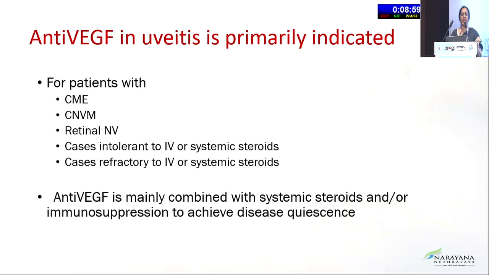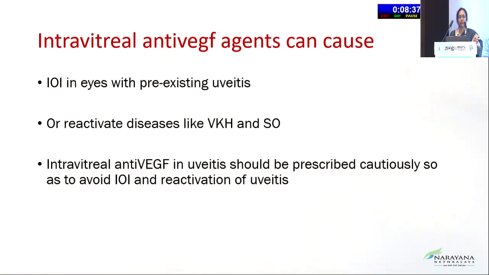Anti-VEGF in uveitis is primarily indicated if the patients have macular edema, choroidal neovascular membrane, retinal neovascular membranes, and cases were intolerant to systemic steroids or refractory to therapy. Anti-VEGF agents are combined with systemic steroids or immunosuppressive agents to achieve disease quiescence in uveitic eyes. Intravitreal anti-VEGF agents per se can cause an increase in inflammation in pre-existing uveitis, or it can cause reactivation of diseases like VKH and sympathetic ophthalmia. So we have to cautiously use these agents in inflamed eyes.